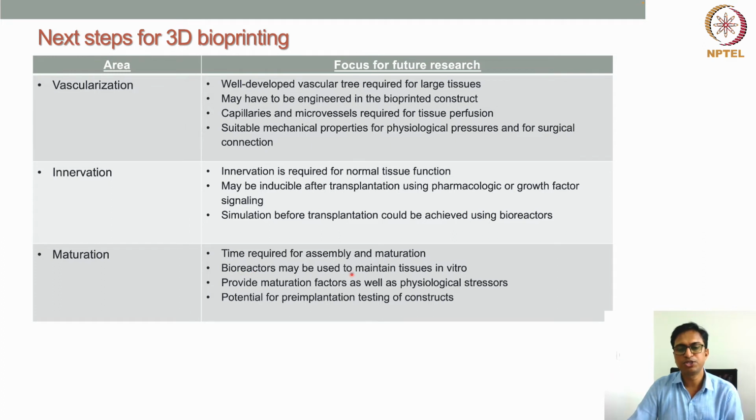Now, bioreactors may be used to maintain the tissues in vitro. In static culture, most of the time it has been seen that the tissues lose their physiological function, because in vitro in static culture they cannot mature. When we provide dynamic culture conditions that mimic or simulate the body's physiological conditions, tissue maturation is faster and the tissue can grow into a mature tissue. That's why bioreactors are mostly used.